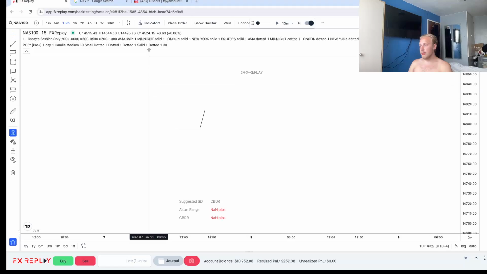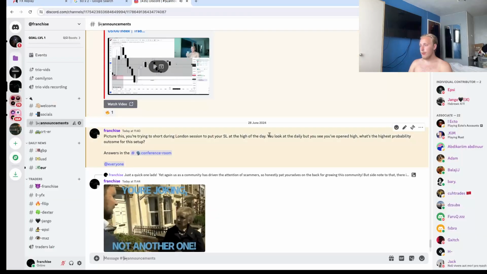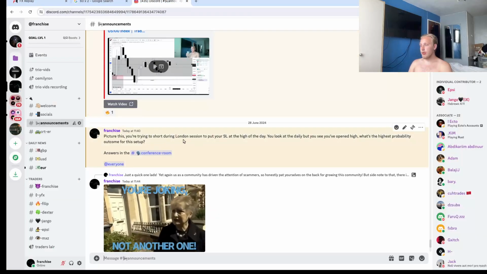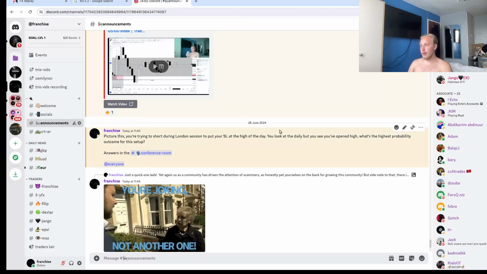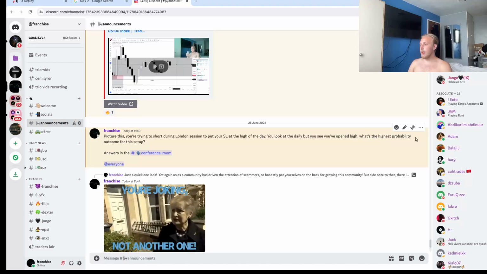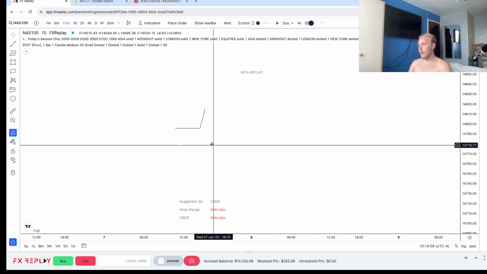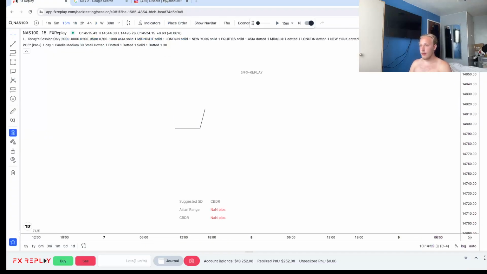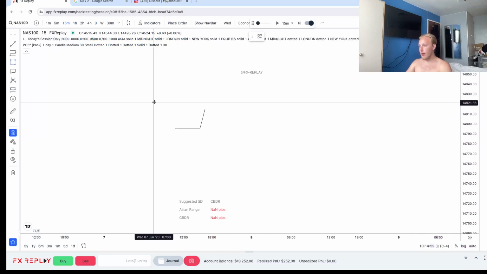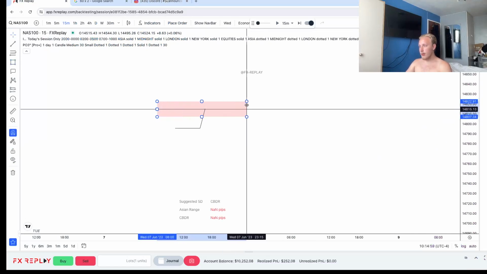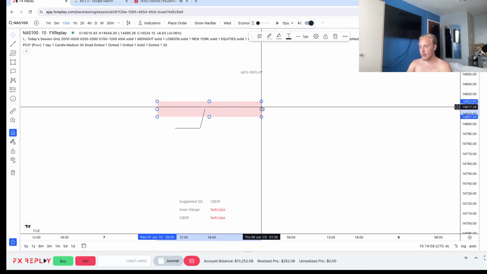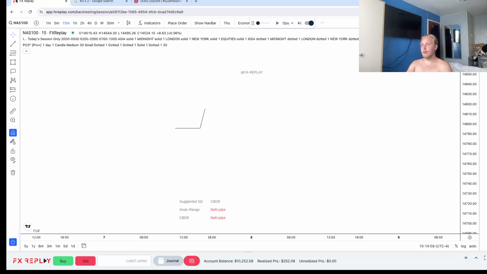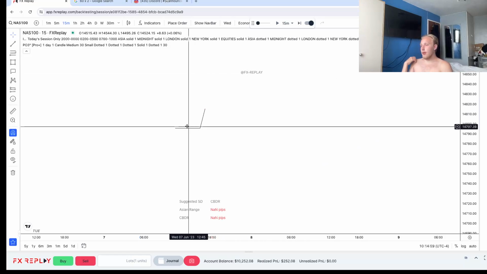So the question is, if we open high and we're trying to short during London session to put our stop loss at the high of the day, what's the highest probability outcome for this? Say we've hit an imbalance. Well, actually, that becomes... Okay, let's not get ahead of ourselves.